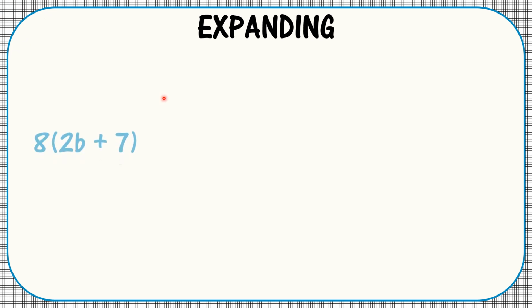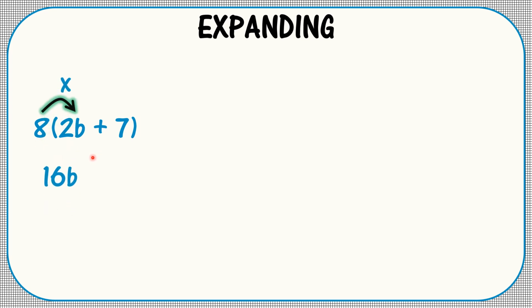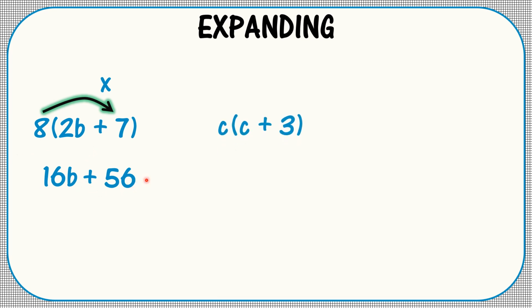Here are a few more examples for us to go through. We have 8 bracket 2b plus 7. What we will do first of all, we will multiply the 8 by 2b, which gives us 16b. Then we'll do 8 multiplied by 7, which gives us plus 56. So the final answer is 16b plus 56. Here is another example. We have c times c. This would give us c squared. And then we'll do c times 3, which gives us 3c. So we're multiplying everything inside the bracket by this letter c.